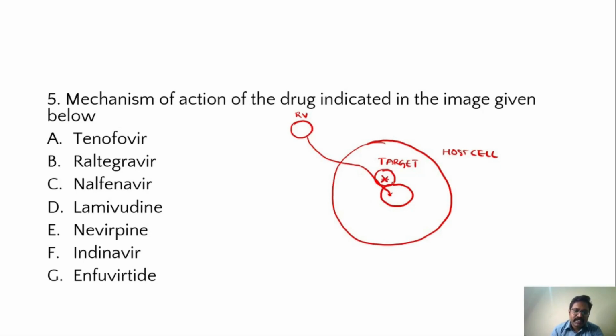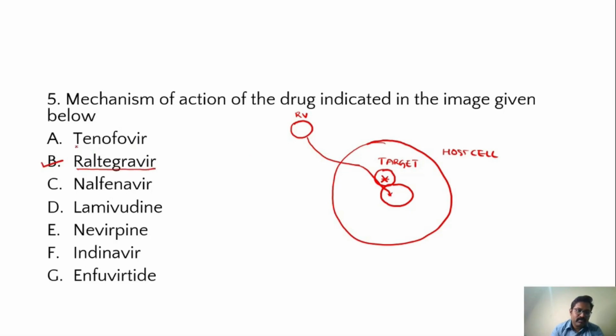So it is the integrase enzyme which helps in integration of the viral DNA into the host DNA. So the drug which can inhibit this activity is an integrase inhibitor. So the answer here is raltegravir. Raltegravir is the integrase inhibitor.